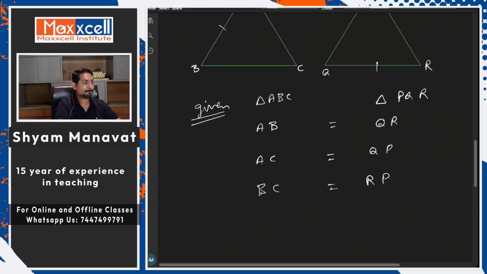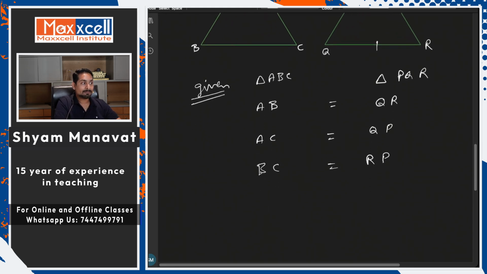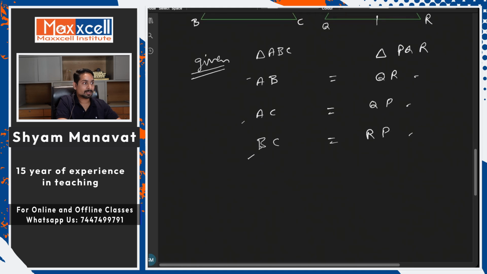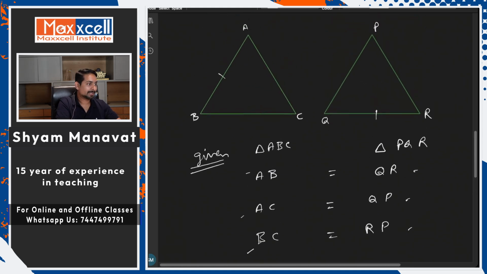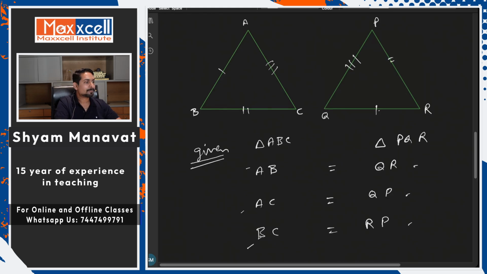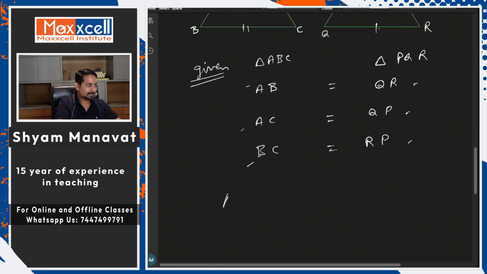In that case, all three sides of one triangle are equal to the corresponding sides of the other triangle, but not exactly the way it is drawn. So AB is equal to QR, BC is equal to PR or RP, and AC is equal to QP or PQ. In that case, you will say the triangle ABC, look at this, it's very important, is congruent to triangle PQR?